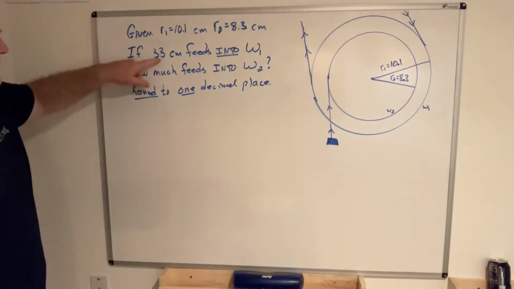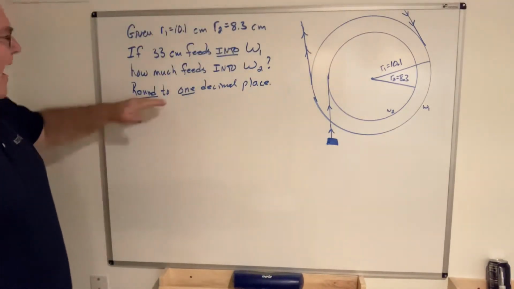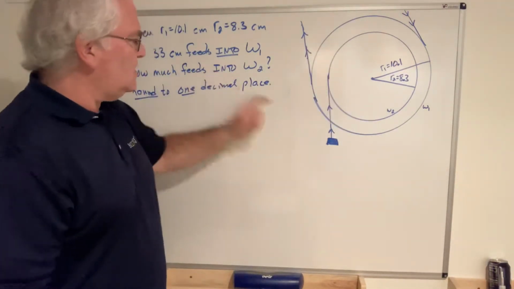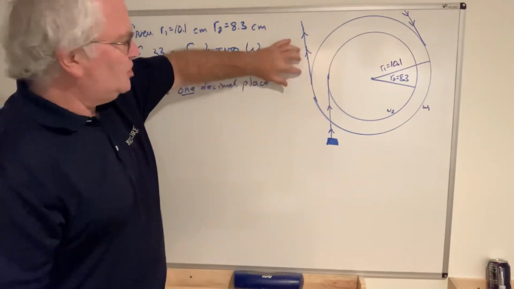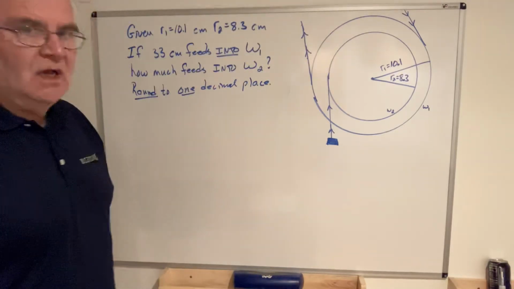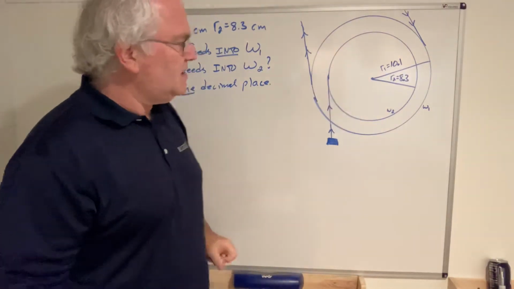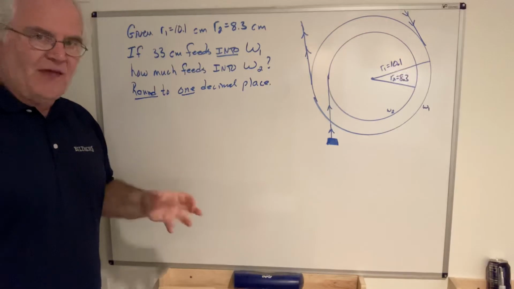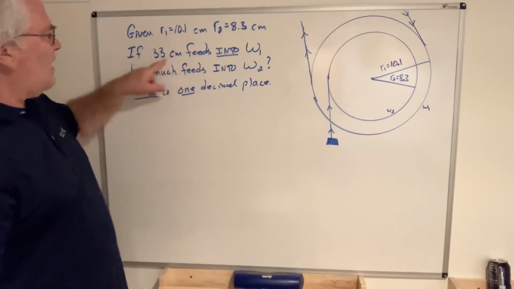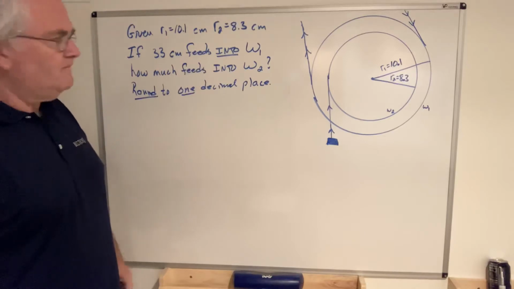So it says here that if 33 centimeters feeds into W1, the large outside wheel, how much will feed into, or if it were on the other side, out of, doesn't matter, how much feeds into wheel number 2. Remember that the chain or the belt or the rope or whatever the substance is, however much feeds in or feeds out, that's the arc length. In this case, the centers are fixed, and so the angles are the same. Theta 1 and theta 2 are always going to be equal here. We're given the arc length of the outside wheel. We want to find the arc length of the inside wheel.